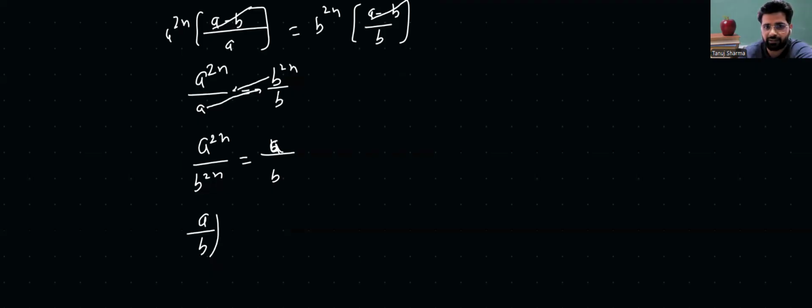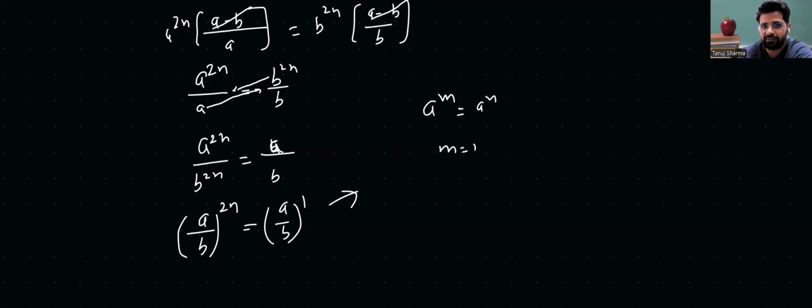and a by b raised to power 1. Now the bases are the same. Bases are the same means the powers must be equal, so we can say that 2n is equal to 1. So we get n is equal to 1 by 2. So the value of n is equal to half.